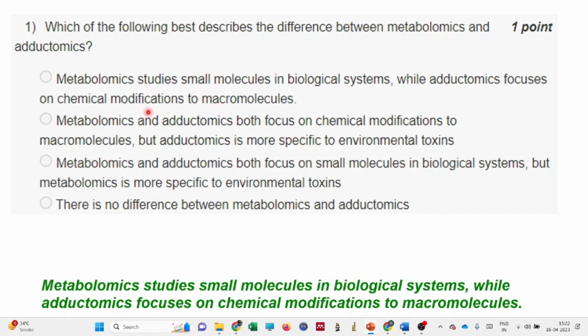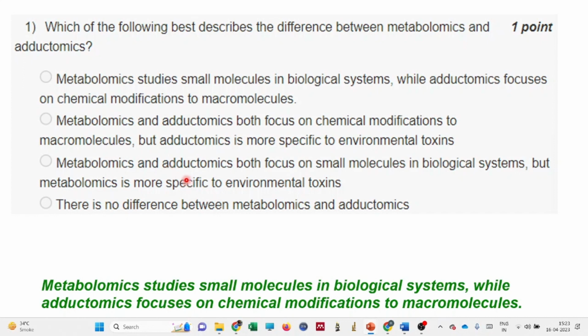On the other hand, metabolomics is a much broader field that involves the study of small molecules or metabolites in biological systems. So while metabolomics can also be used to study the effects of environmental toxins, it is not limited to this application. So adductomics is a subset of metabolomics, but this statement is not correct because it is not specific to environmental toxins. Both of these techniques can be used to study the effects of environmental toxins, but it's not limited or specific to it. It can also do a lot of other things.